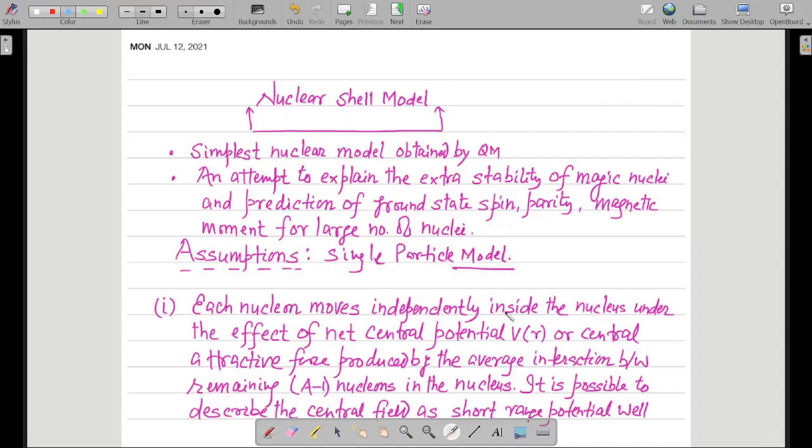Each nucleon moves independently inside the nucleus under the effect of the net central potential V(r). The motion of one nucleon does not affect another nucleon. That is what we are assuming here: the way one nucleon is moving does not affect the movement of another nucleon. Such is the assumption of the single particle model.